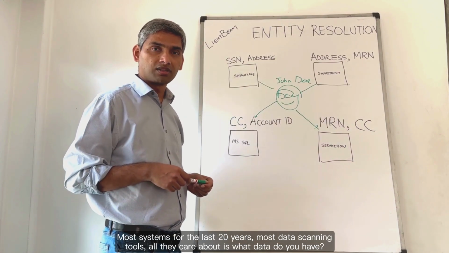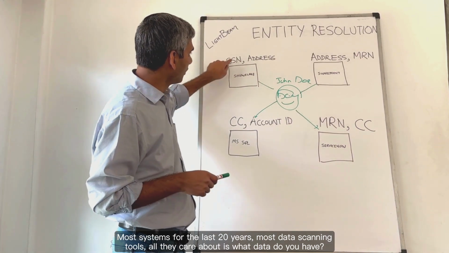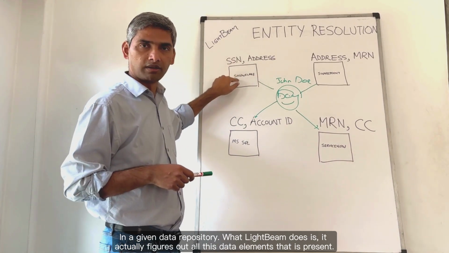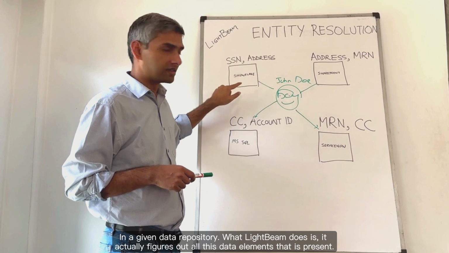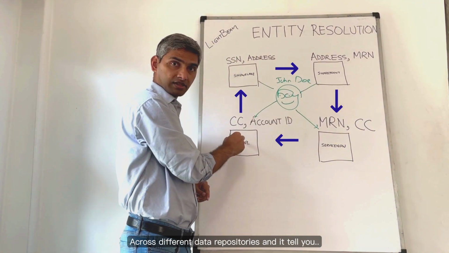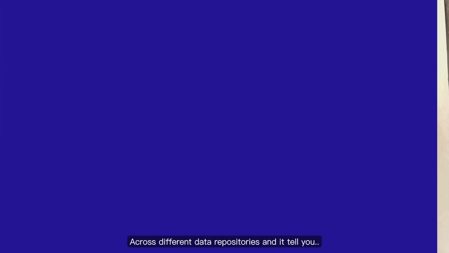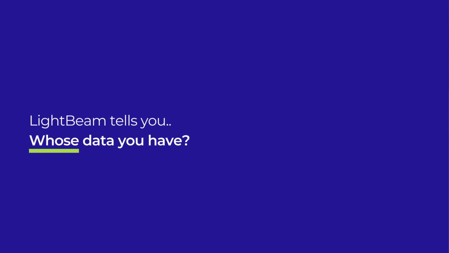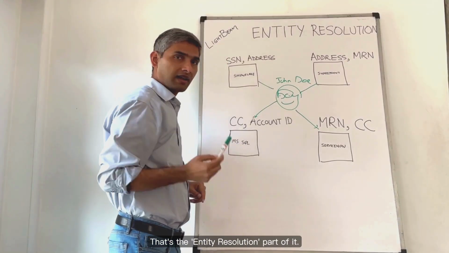Most systems for the last 20 years, most data scanning tools, all they care about is what data you have in a given data repository. What LightBeam does is it figures out all these data elements that are present across the different data repositories, and it tells you whose data you have. That's the entity resolution part of it. Now, how does it work?